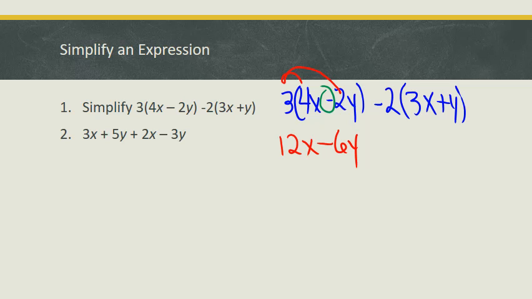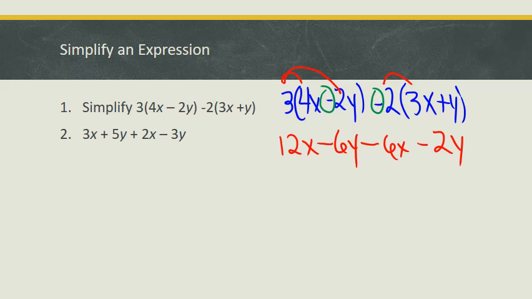And I'm going to do the same thing here. Rather than thinking about this as an operation, I'm going to think about that as a negative 2. So I got negative 2 times 3x. That's going to give me negative 6x. And I've got negative 2 times y. It's going to give me negative 2y. And now that I've got my distribution done, all I've got to do is combine like terms.